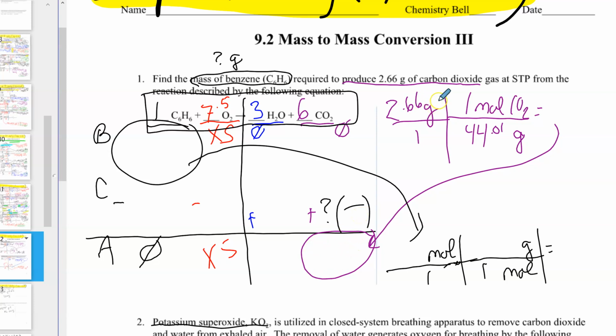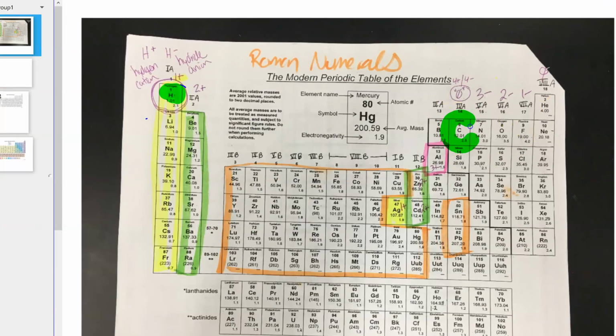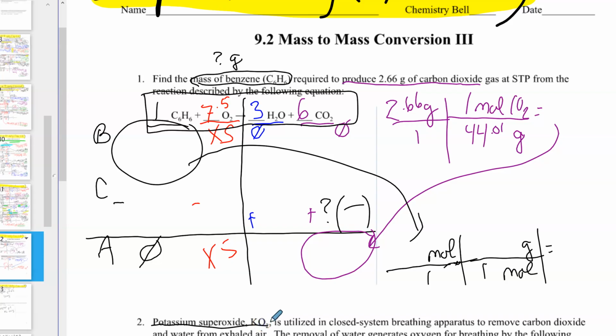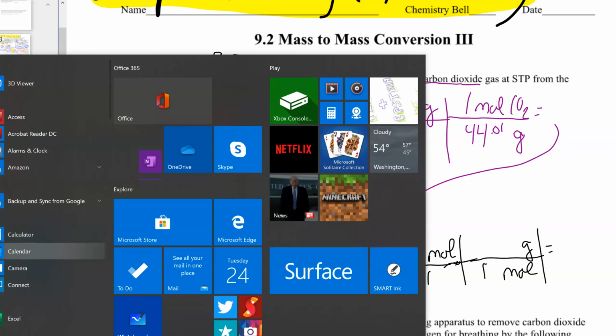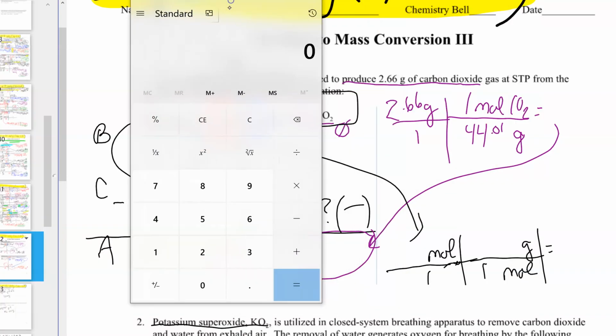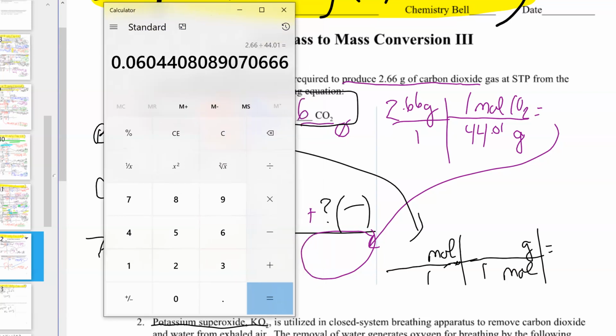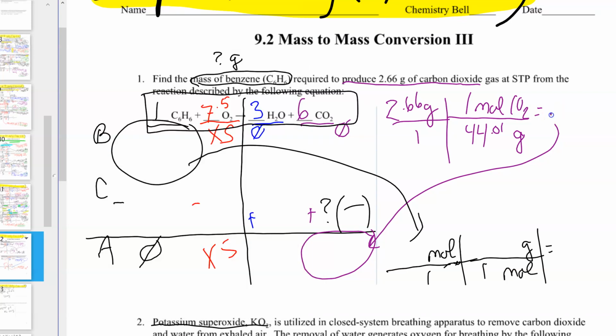So 2.66 grams, I need to divide by the molar mass of CO2. Remember, this number, the 44.01, comes from your periodic table. Take carbon plus oxygen, add them up, 2 oxygen, you'll get 44.01. So let's take our calculator, and we need to get 2.66 divided by the molar mass, and we're going to get 0.0604. That's how many moles of my CO2 was produced.